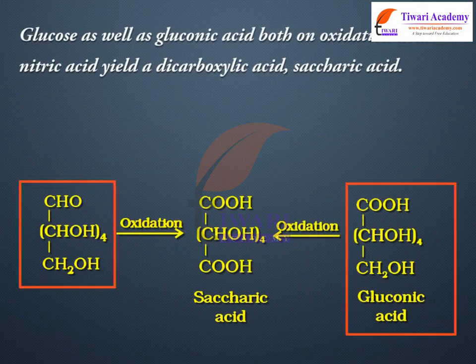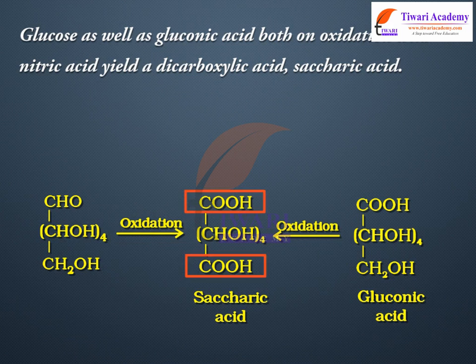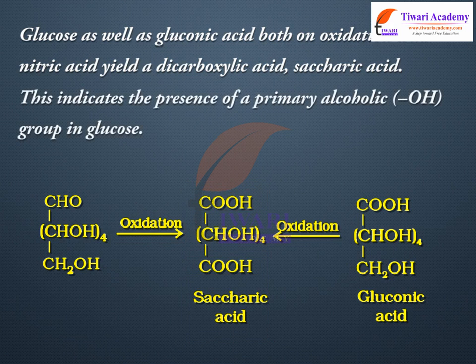Glucose as well as gluconic acid, both on oxidation with nitric acid, yield a dicarboxylic acid, saccharic acid. This indicates the presence of a primary alcoholic OH group in glucose.